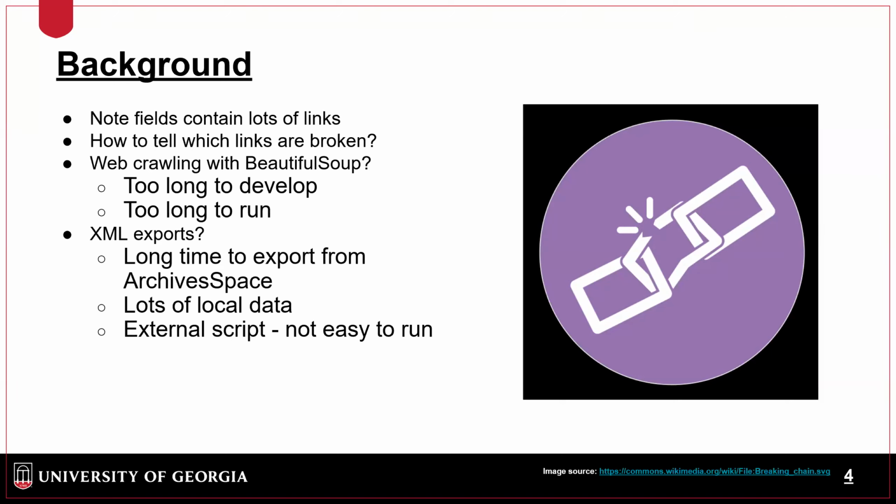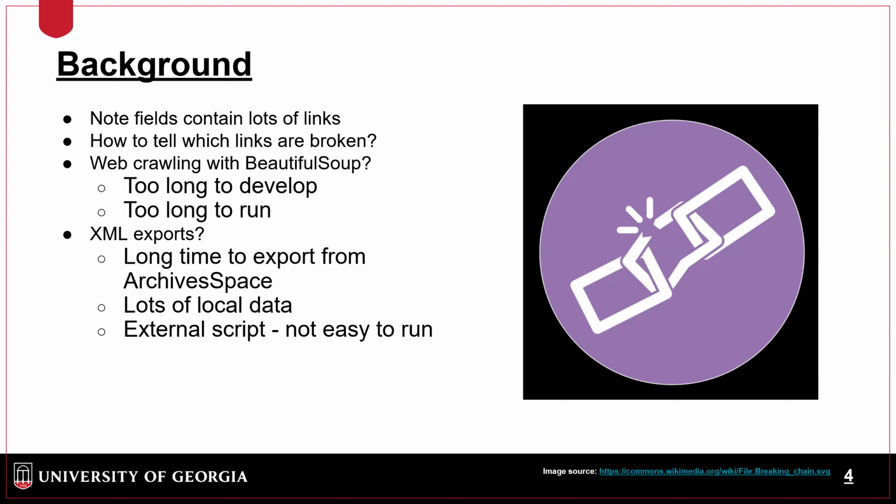So I initially thought of two solutions. One would be to do some web crawling on our own Finding Aid website using a package called Beautiful Soup. It's a Python package, and it does a lot of great things, but it does web crawling, and I had some previous experience with it in the past. However, the cons of doing that would be it would take a while to develop that. I'm a bit rusty when it comes to Beautiful Soup, and also it would take a very long time to run. We have a lot of internal reference links on our Finding Aid website that it just wouldn't be useful to capture or test.